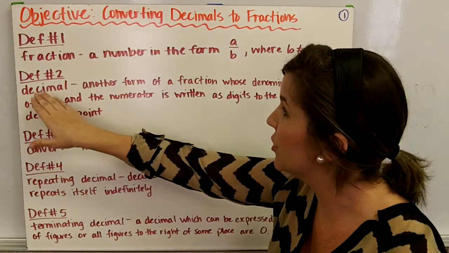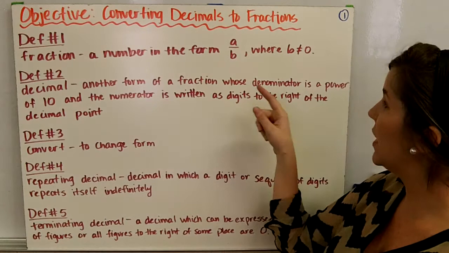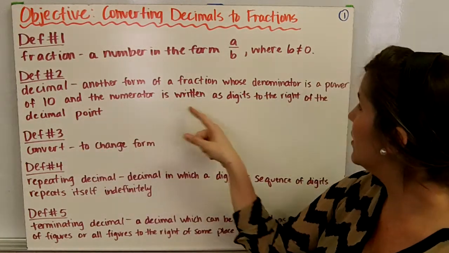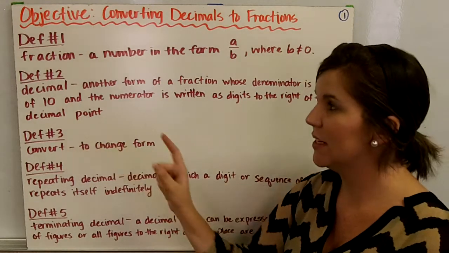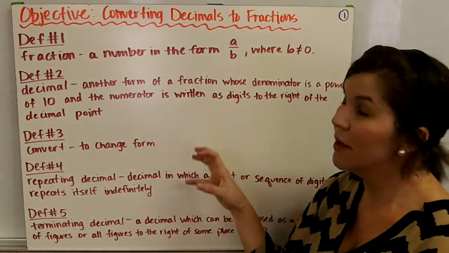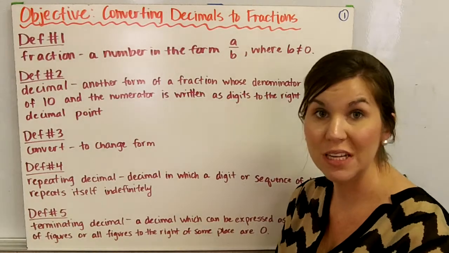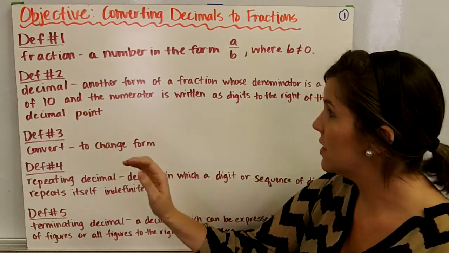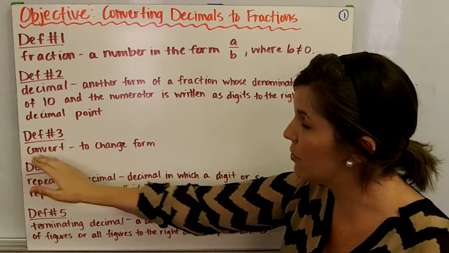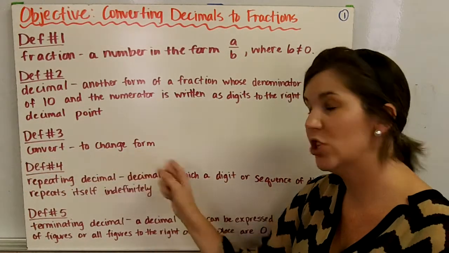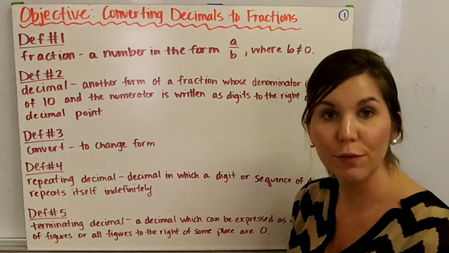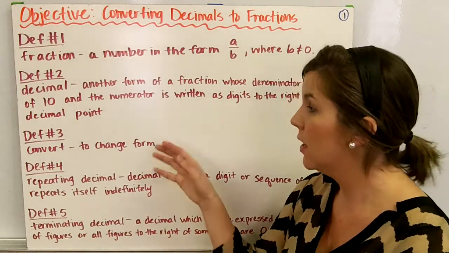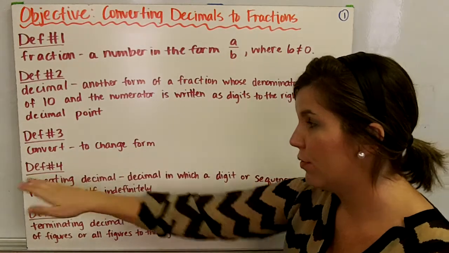Definition number 2, decimal, another form of a fraction whose denominator is a power of 10 and the numerator is written as digits to the right of the decimal point. So we have decimal places, tenths, hundredths, thousandths, and that's where this comes from, powers of 10. Definition number 3, convert. This just means to change the form, whether it's from a decimal to a fraction to a decimal to a percent. To convert means to change the form.